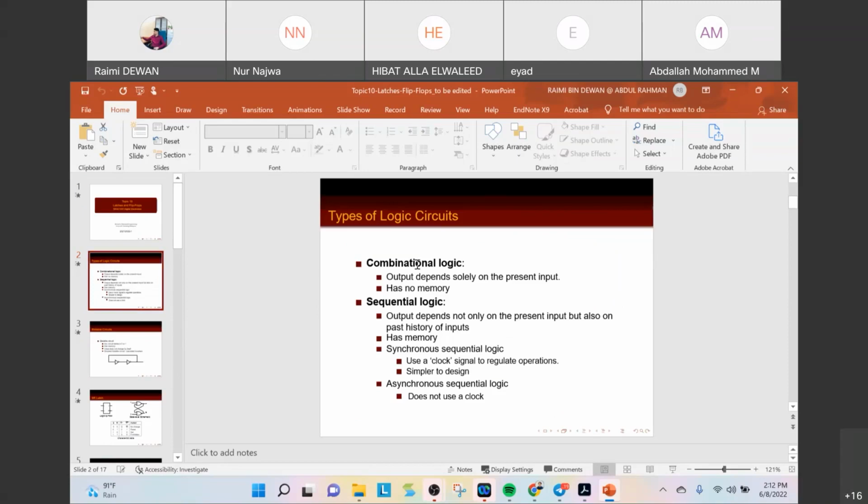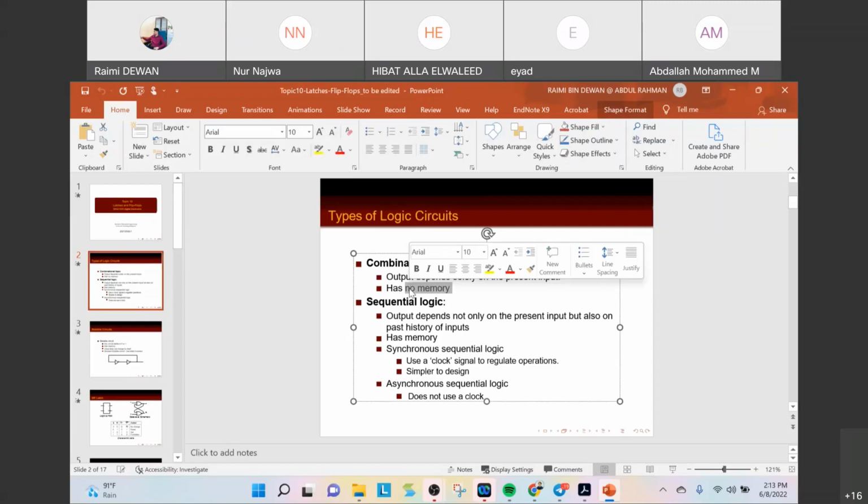Okay, so we go to this first one. Combinational logic. Okay, whatever that you learned before this, the output depends solely on the present inputs. Okay, it is not subject to any memories, not subject to any past input or past output. Okay. So it has no memories. So this is what it means by no memories.